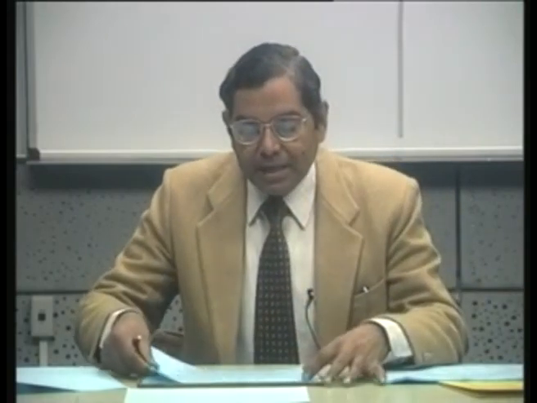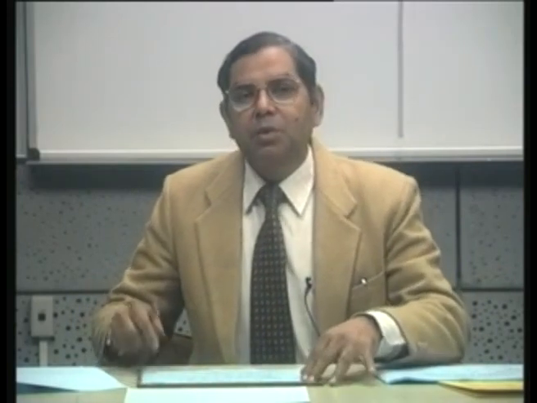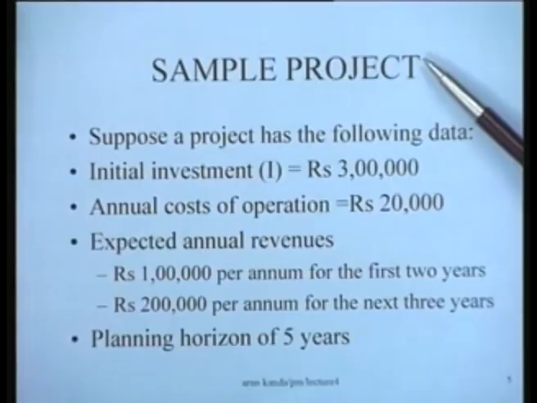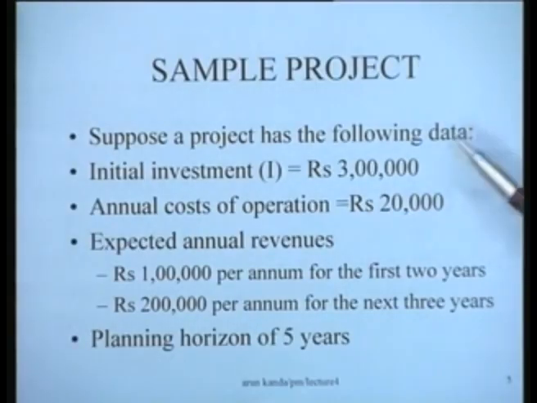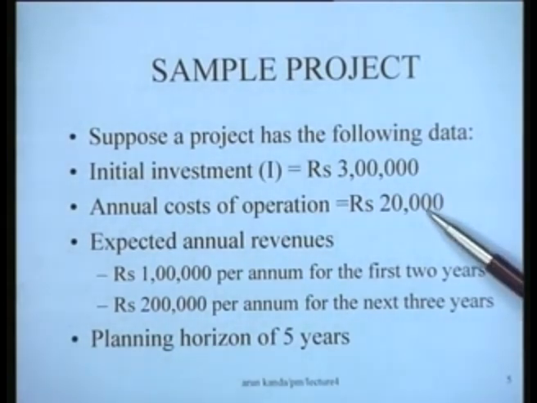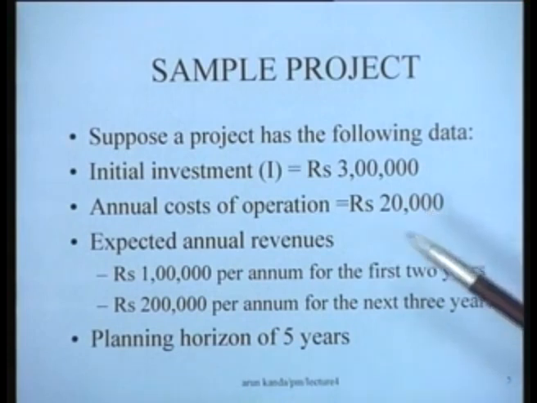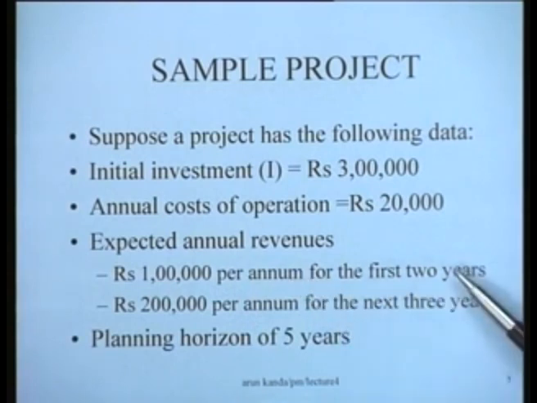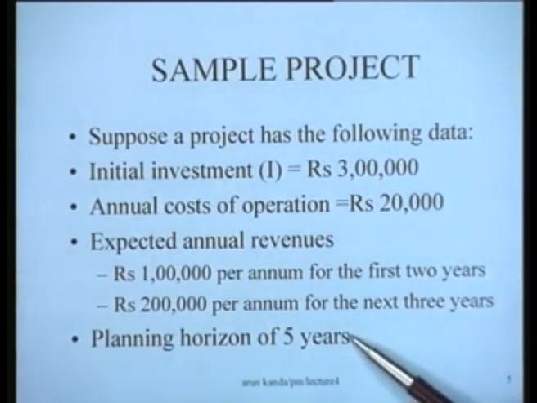Let us now take an example and go through a financial appraisal for this sample project. Let's say that it is a project which has an initial investment of 3 lakhs of rupees, 300,000 rupees, and let's say that the annual cost of operation is 20,000 rupees, and let's assume that the expected annual revenues are 1 lakh per annum for the first 2 years and 2 lakh per annum for the next 3 years, and let us keep a planning horizon of 5 years.